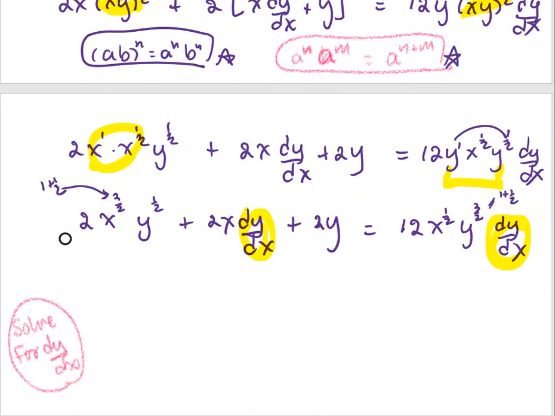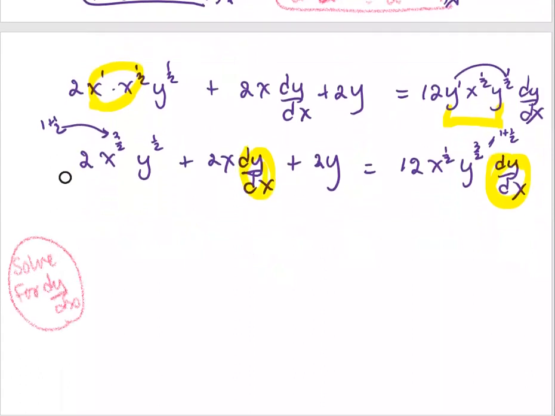To solve for dy/dx, we can collect the terms with dy/dx together on one side. So 2x dy/dx, and bring this term over. So subtract both sides by 12 x to the power 1/2, y to the power 3/2, dy/dx. And then the term that doesn't have dy/dx, we bring it over to the other side.